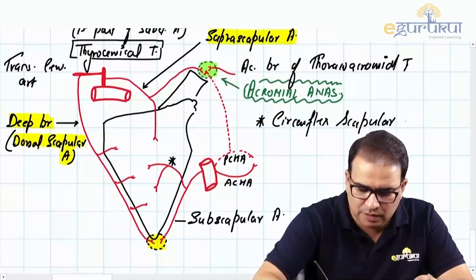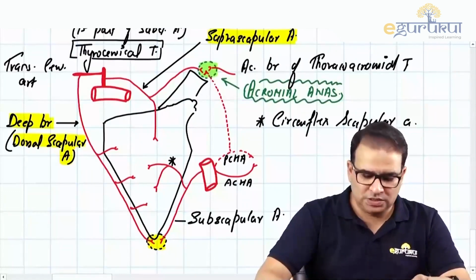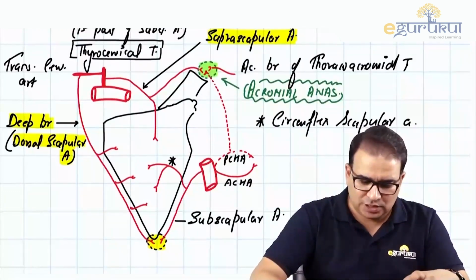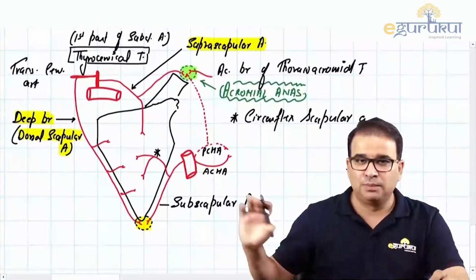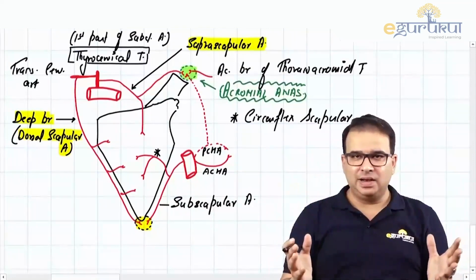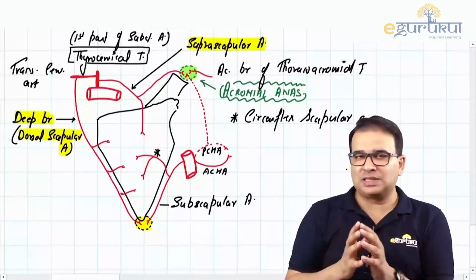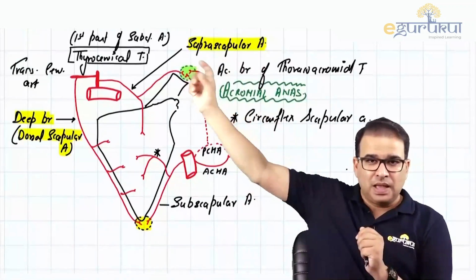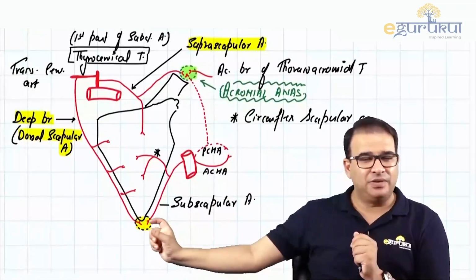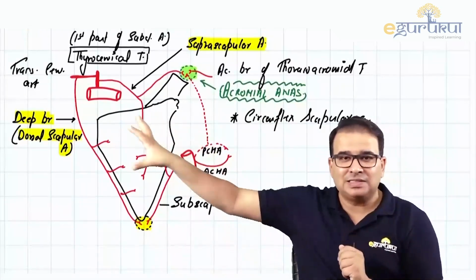Circumflex scapular artery, which is a branch of subscapular only. So that's another anastomosis which is taking place in that region here. That is on the body. So overall, I can say in detail that the anastomosis around the scapula can be divided in 3 parts: anastomosis at the acromion process, anastomosis at the inferior angle of the scapula, and anastomosis at the body.